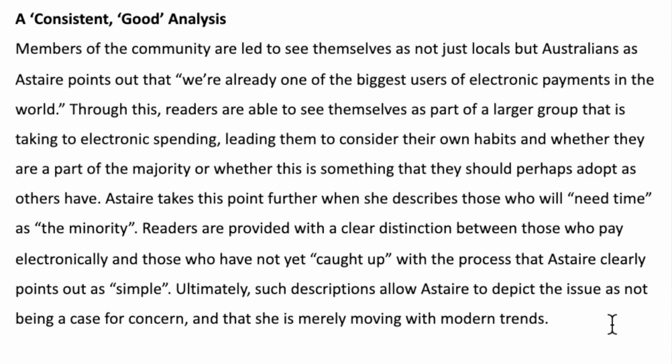And so this next sentence, Astaire takes this point further when she describes those who will need time as the minority. And so a nice little way of just including those quotes there and embedding those quotes as part of my own language within that sentence. Those who will need time as the minority. And so we have this understanding that now she's starting to narrow in on a certain part of the audience, and we've got that direct quote about the fact that she's referred to them as the minority. Readers are provided with a clear distinction between those who pay electronically and those who have not yet caught up with the process that Astaire clearly points out as simple.